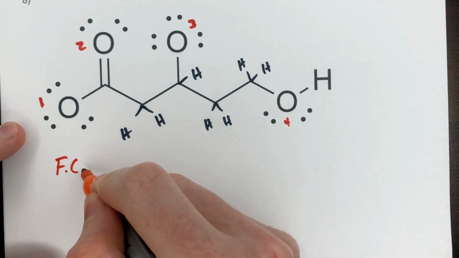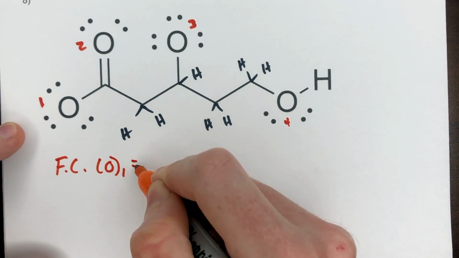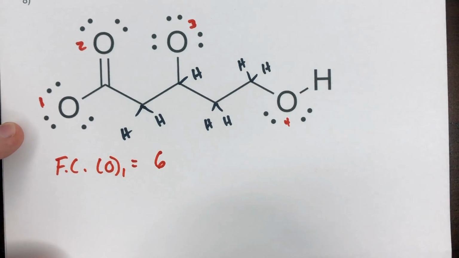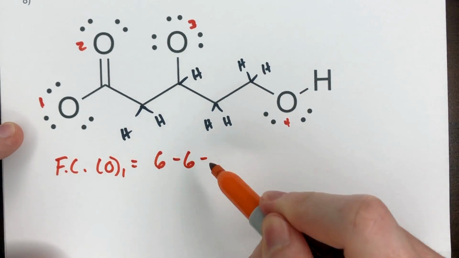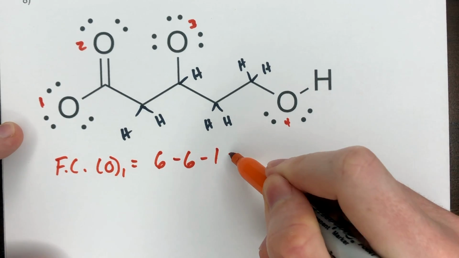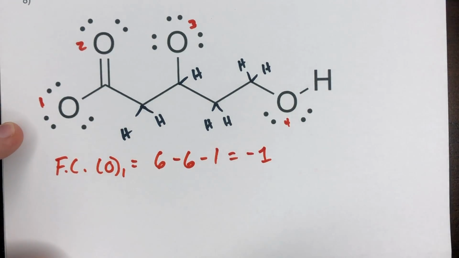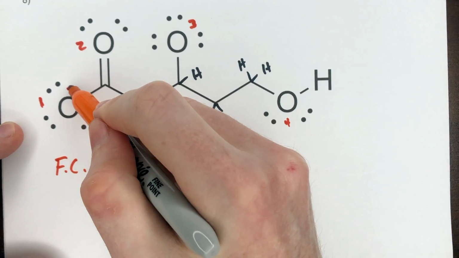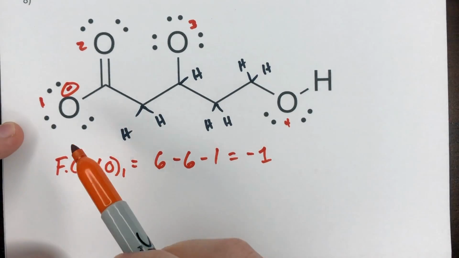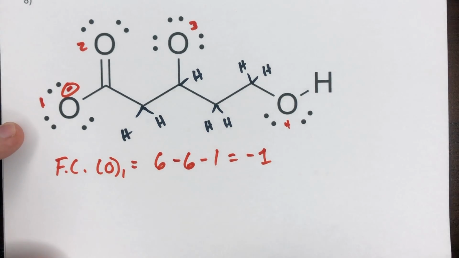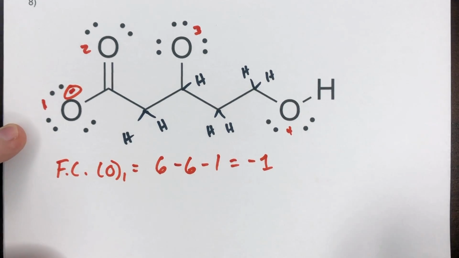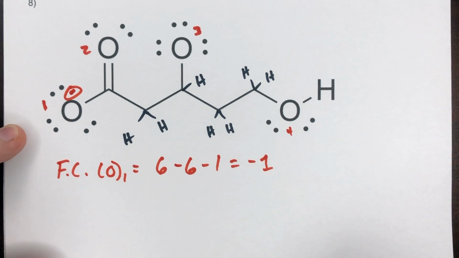So formal charge, oxygen number 1. Again, valence is 6. We subtract the number of lone pair electrons. There are 6. We subtract the single bond here to that carbon. That is 1. So this oxygen number 1 does have a negative charge. Again, this can resonate into oxygen 2, which, if this was shown in the other resonance form, you would have the negative charge on oxygen number 2 by our formal charge counting.